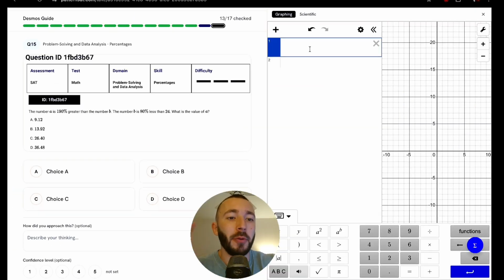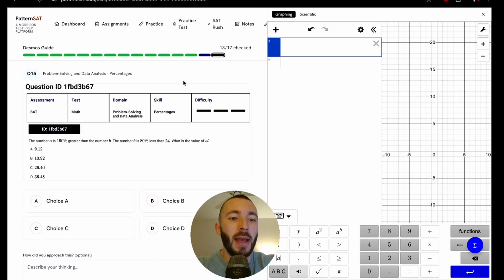All right, now we're up to percentage problems. Okay, the number A is 190% greater than the number B. The number B is 80% less than 24. What is the value of A? Okay, so if A is 190% greater than B, keep in mind, it's not 190% of B. It's 190% more. So B is already itself, it's already like 1 of B, and then 190% more than that, you're going to end up with 290% of B.